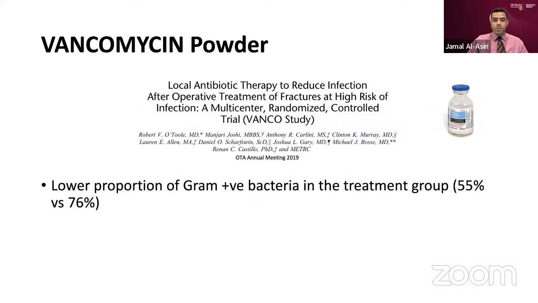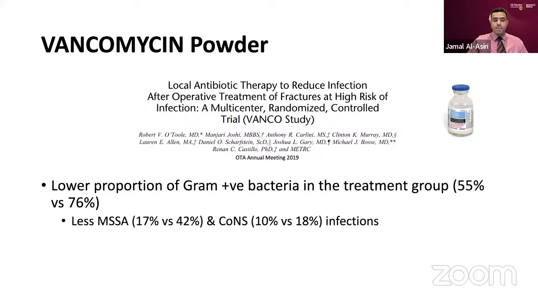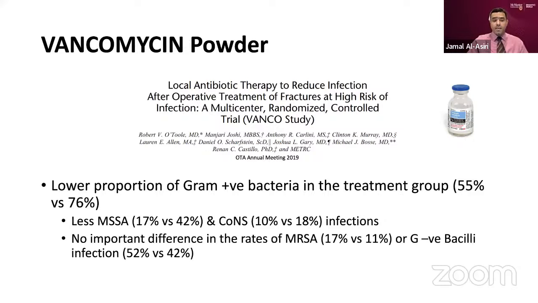The vancomycin study done by Dr. O'Toole in 2000, actually presented at the OTA annual meeting in 2019, showed a lower proportion of gram-positive bacteria in the treatment group, 55% compared to 76%, and less MSSA, 17% versus 42%, and the concomitant nosocomial infection is less. As we expected, no important difference in the rate of MRSA or gram-negative bacilli infection.